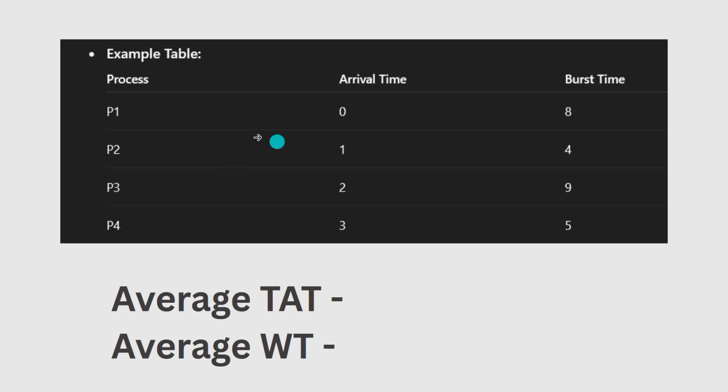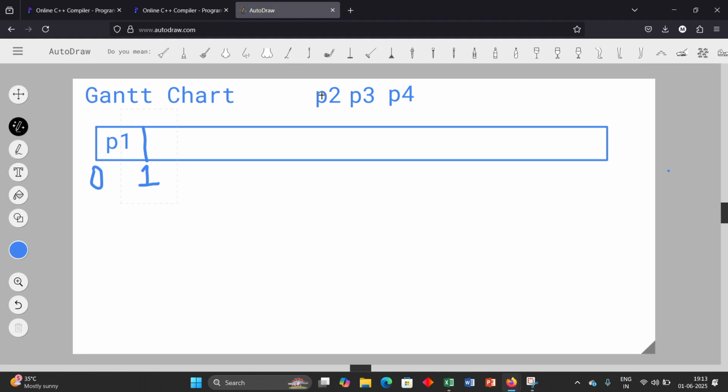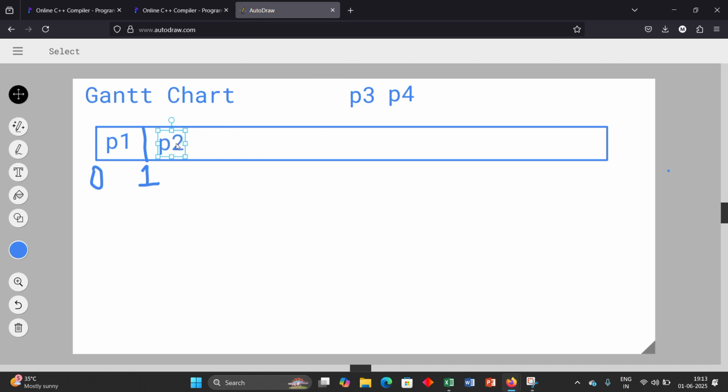Now we have process P2 in our ready queue, P1 and P2. And P1 has already executed for 1 second, so remaining time is 7 units. And P2, it's 4 units. So P2 has the smaller time, so P2 will get the CPU. It will preempt the P1 process and it will get the CPU.